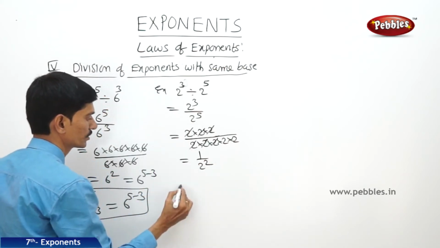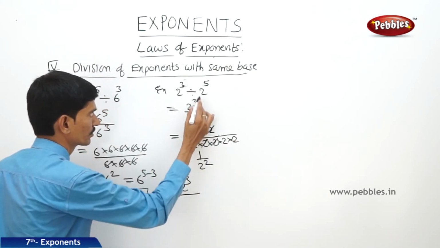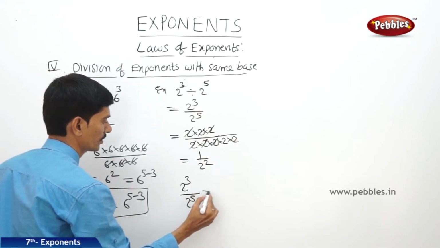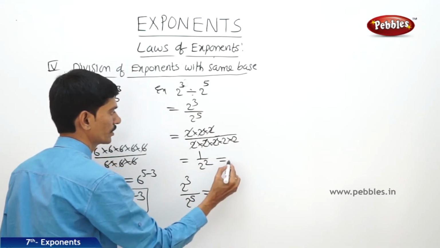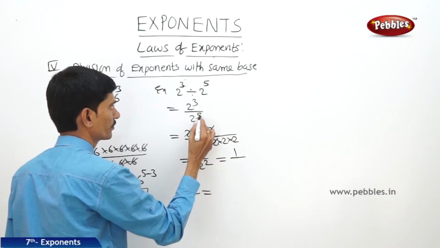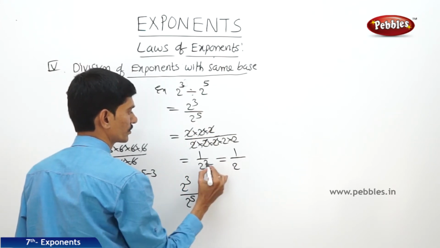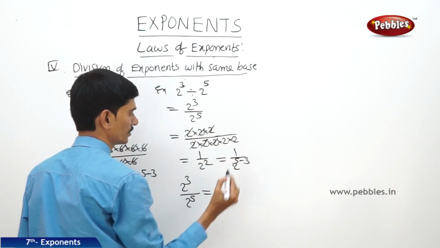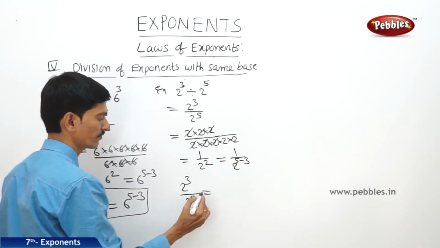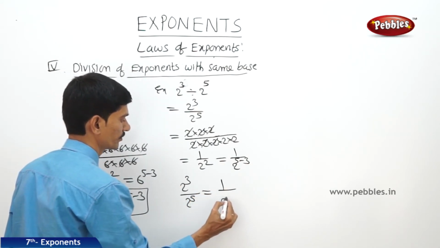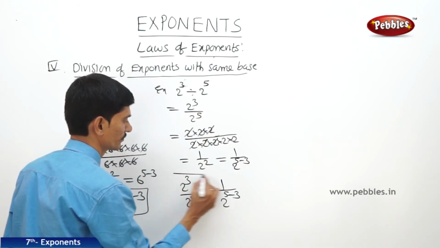So then we get 2 to the power of 3 by 2 to the power of 5 equals 1 by 2 square, which can be written as 1 by 2 to the power of 5 minus 3. So 2 can be written as 5 minus 3. So 2 to the power of 3 by 2 to the power of 5 equals 1 by 2 to the power of 5 minus 3.